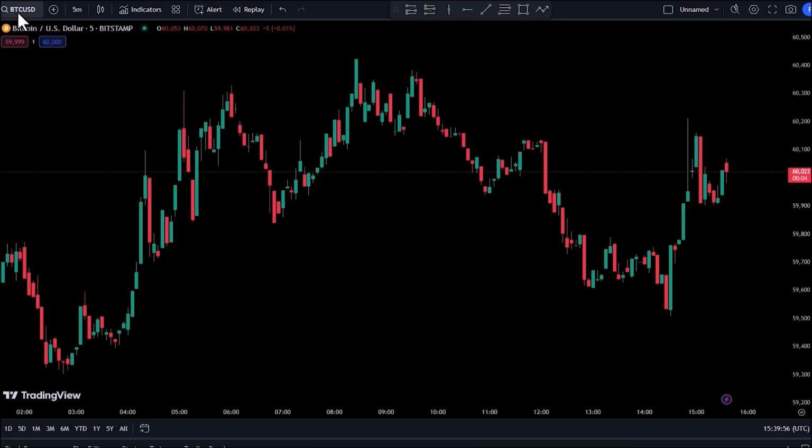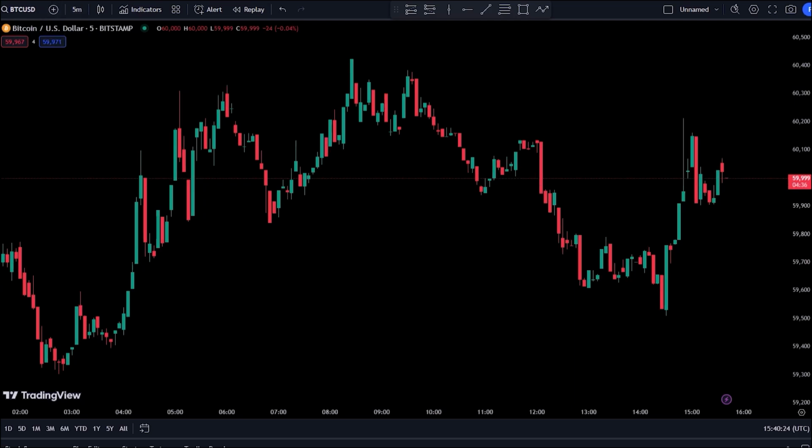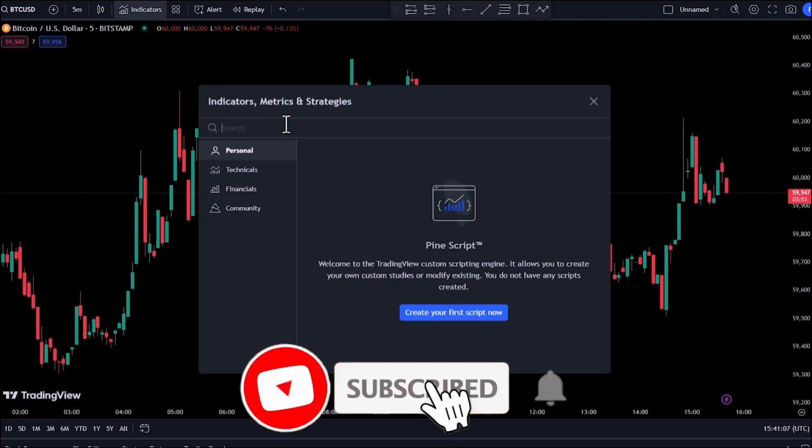I'm going to use a Bitcoin chart on a 5-minute time frame to explain this strategy. So let's get started. This scalping strategy will use two free indicators from TradingView that are very powerful and easy to use. First of all, we add Hull Suite to our chart.